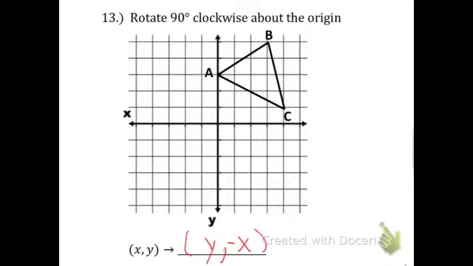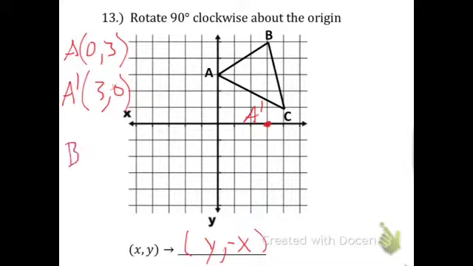Moving on to 13, the 90 degrees clockwise rotation is you take the coordinates, switch the order, and switch the sign on the second one. So A is currently at 0, 3. To get A prime, switch your order, and switch the sign on the second one. Negative 0 is just 0. So you're just looking at 3, 0 for your A prime.